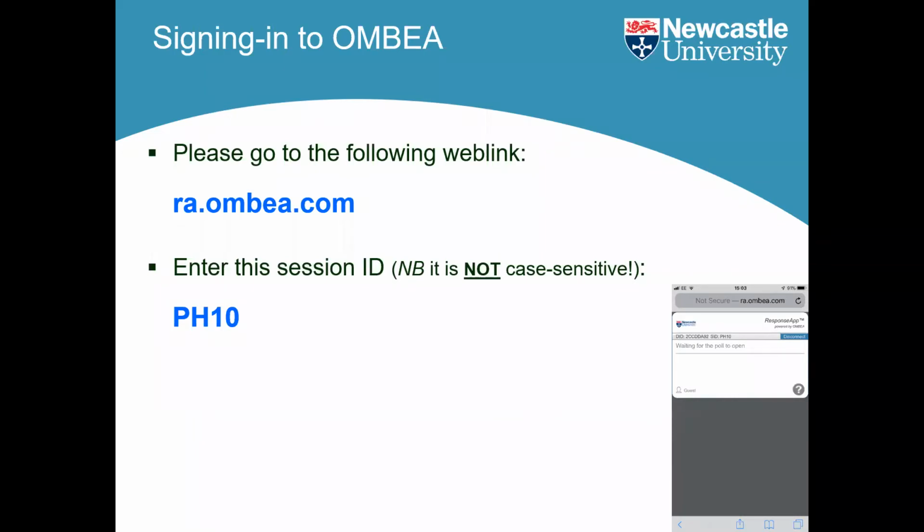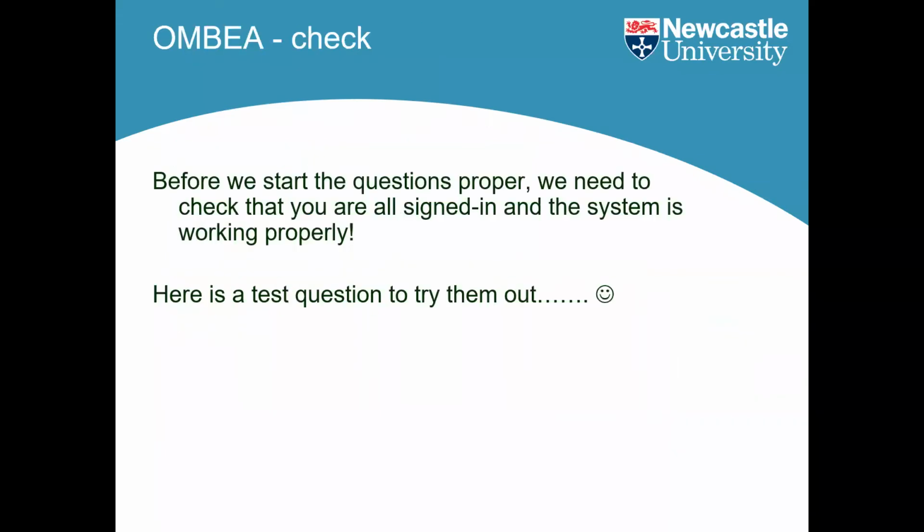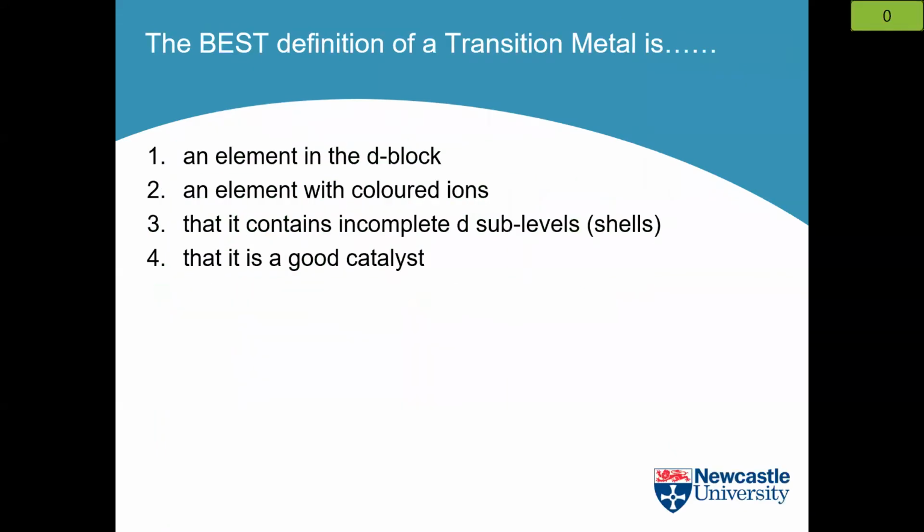So that's what it should look like. That's what it looks like on my mobile phone. It's just saying waiting for the poll to open. So let's have a test question then, just to see if Ombea is working. And because we're doing transition metals, my test question is a transition metal question. Which one of those is the best definition of a transition metal for A level?